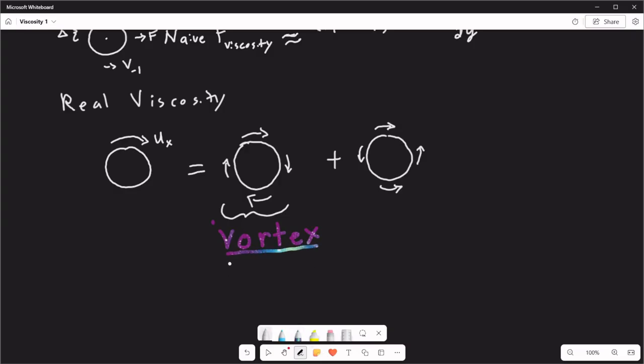So this guy does not... it keeps jumping off. Not contribute. It does not contribute to the actual force viscosity. So the only thing that contributes is actually that guy.